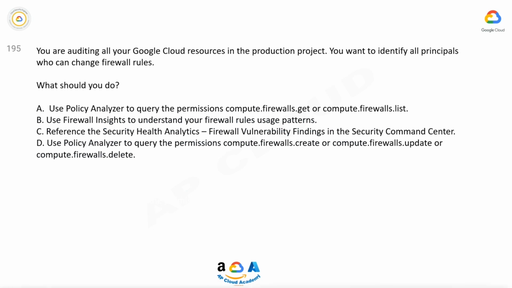Question number 195. You are auditing all your Google Cloud resources in the production project. You want to identify all principals who can change firewall rules. What should you do? A. Use Policy Analyzer to query the permissions compute.firewalls.get or compute.firewalls.list. B. Use Firewall Insights to understand your firewall rules usage patterns.